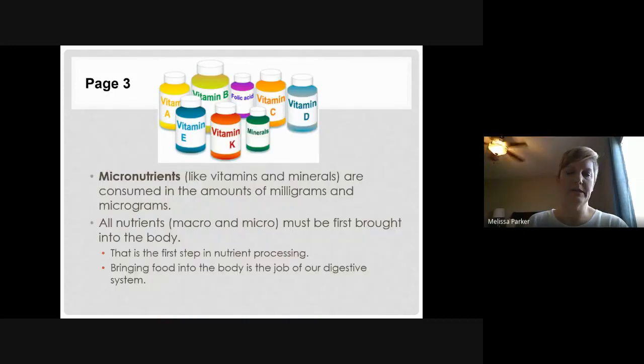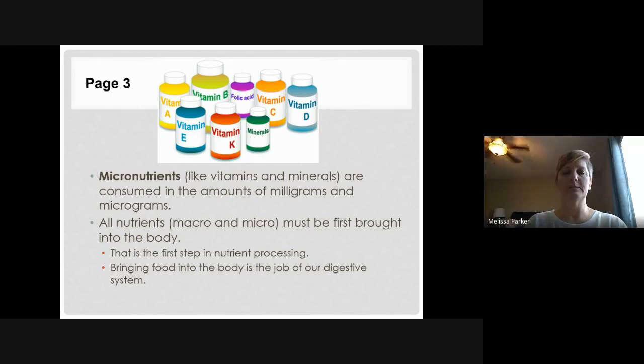So micronutrients, these are like our vitamins and minerals, and we learned before that we consume these in smaller amounts. So this is like milligrams to micrograms. If you remember, 1 milligram is equivalent to 1,000 micrograms. So it takes a bunch of smaller units like micrograms to make up 1 milligram. So they're very tiny units.